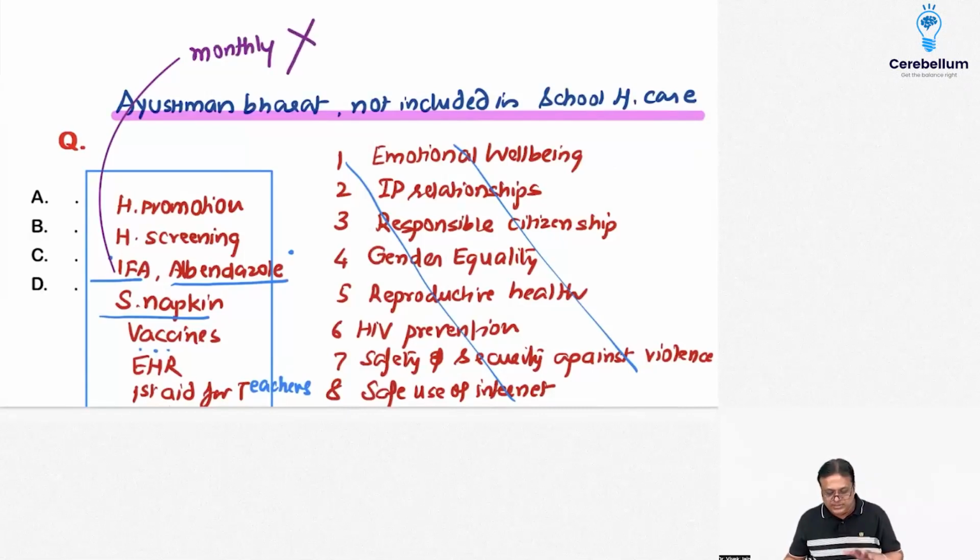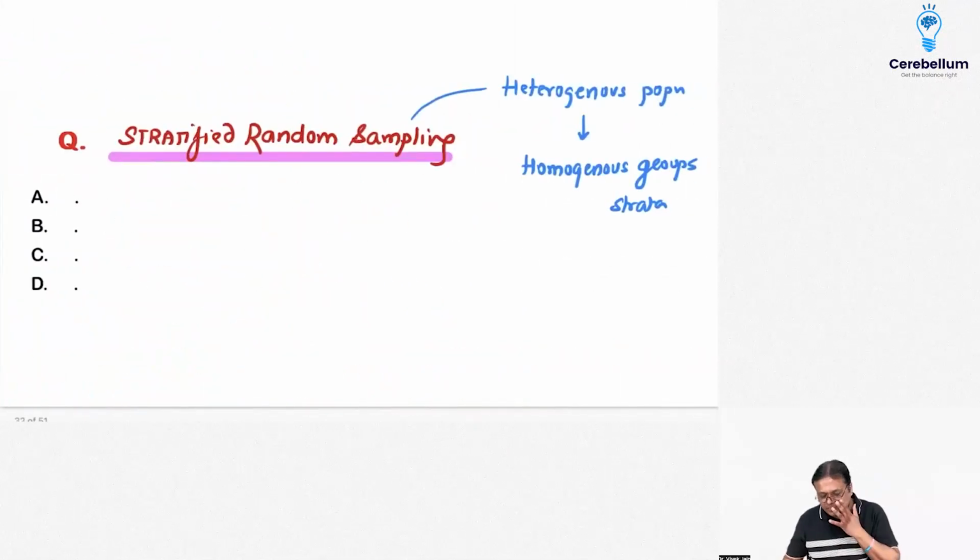All of us have seen the iron folic acid supplementation, right? Okay. Yes, molar pregnancy will be included in MMR definitely. Now, stratified random sampling, I've told you, depending on the question how they did.